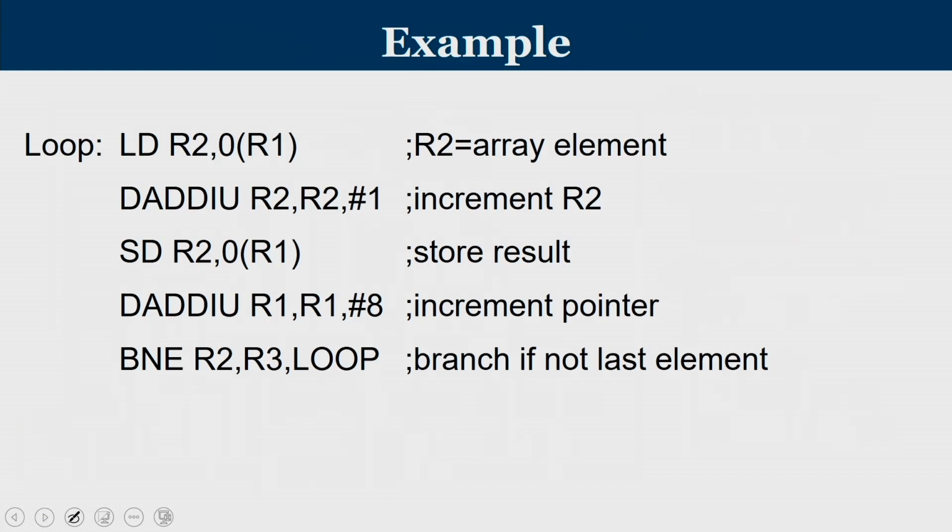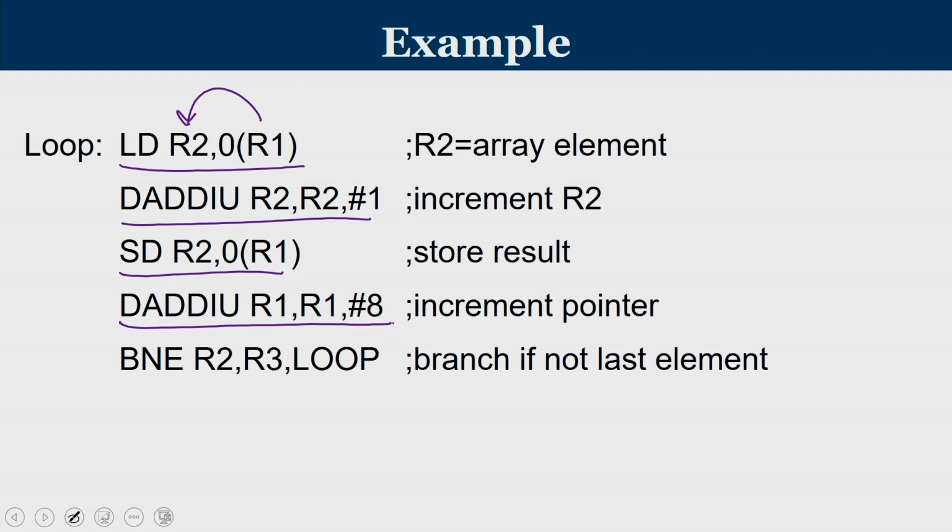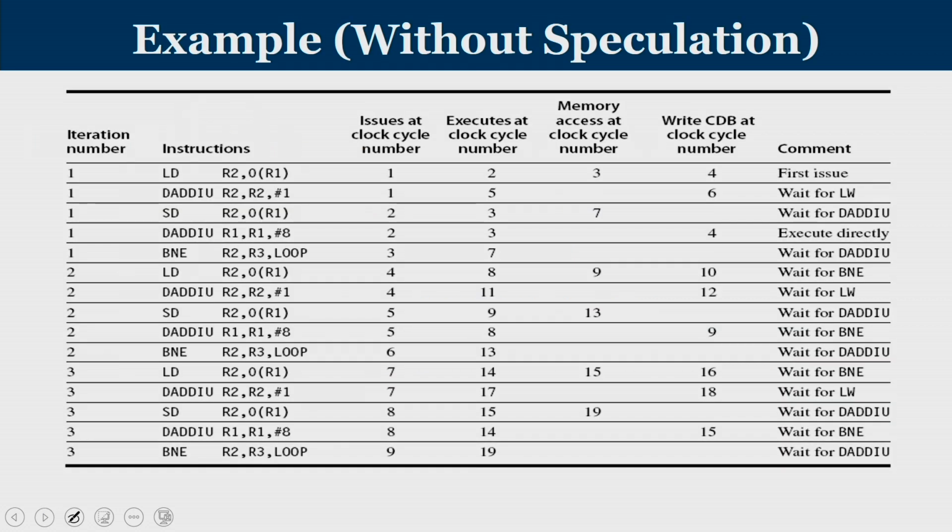So consider this example. You have a load operation, you are going to load an element into R2, and then I am going to increment the value of R2, and then I am going to store the value. So basically it takes a value present in the array, increments it by 1 and stores it back. Then you go to the very next location and check if R2 equals R3, and that is the loop termination condition. Now let us see how to run this without speculation.